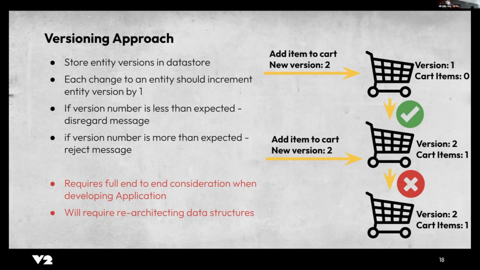Now we update the cart items, one item in the cart. Next time that same message comes through, with the new version associated with it, we say, no, we've actually processed this one already, so just disregard that message. This also works if you have, say, a message come through that says, I want to be doing this in version 3, and we're at version 1, we say, okay, obviously we've missed a message. We just reject this one for now, and process it later.